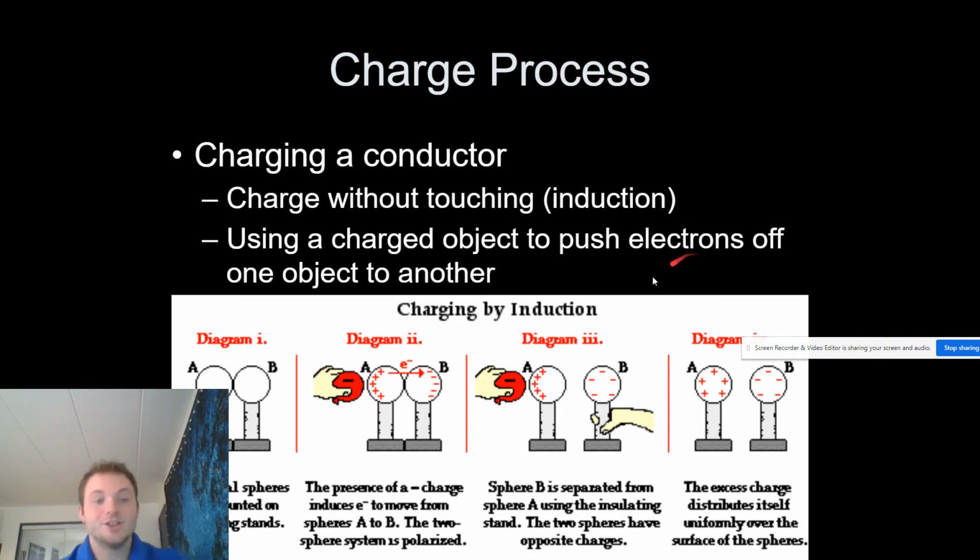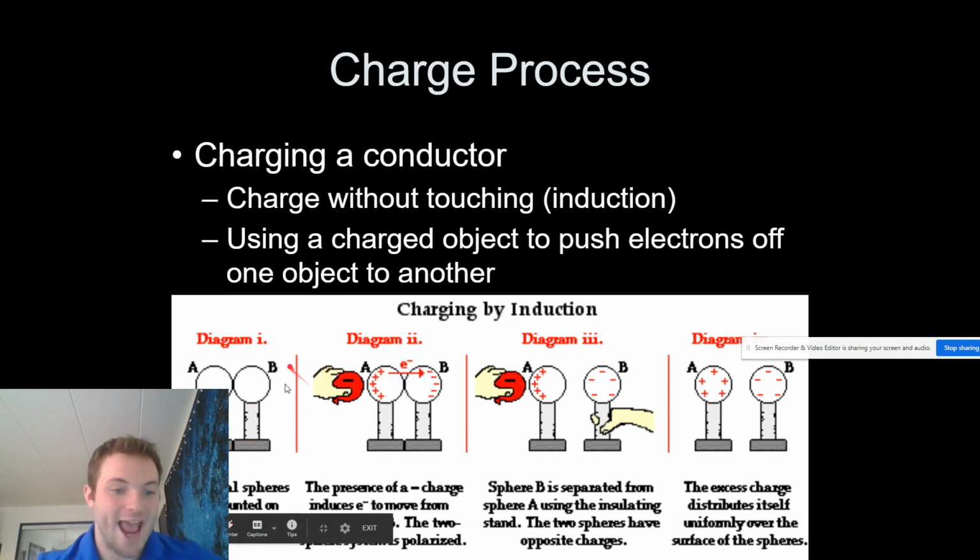So induction is charging without touching. So if you look here, we have A and B are neutral, no charge. Here, we bring a negative balloon near it. What happens in induction is the negative electrons in the sphere want to move away from the balloon's negatives. They have repulsion. So all the electrons move to the right. That leaves the right side negative and the left side positive.